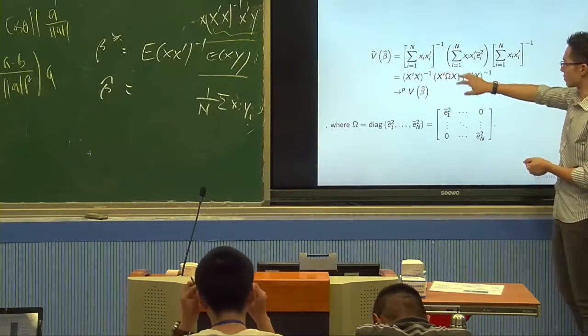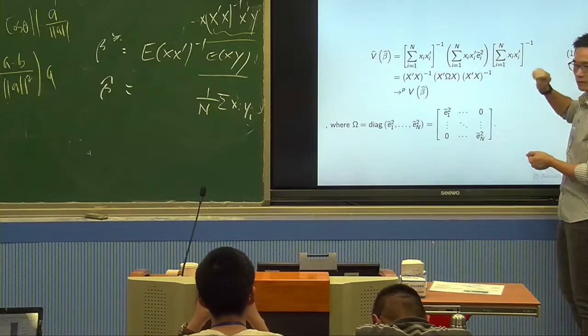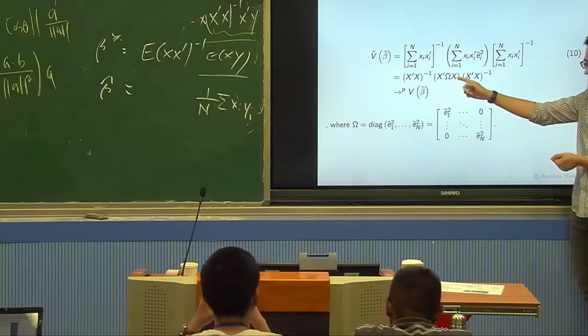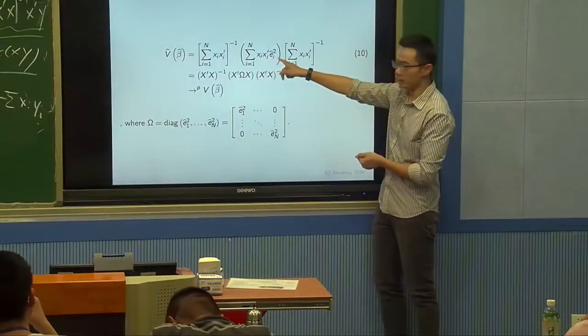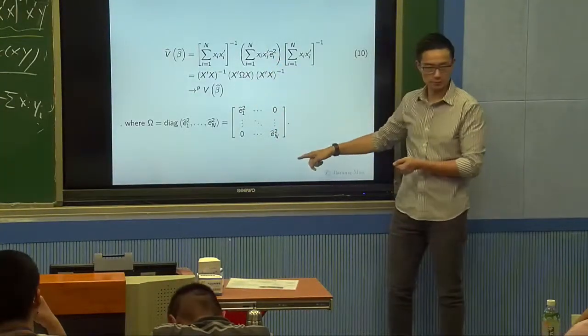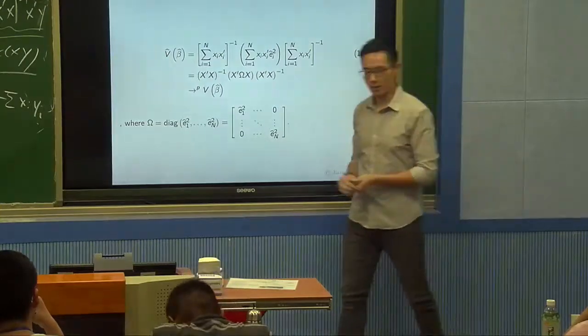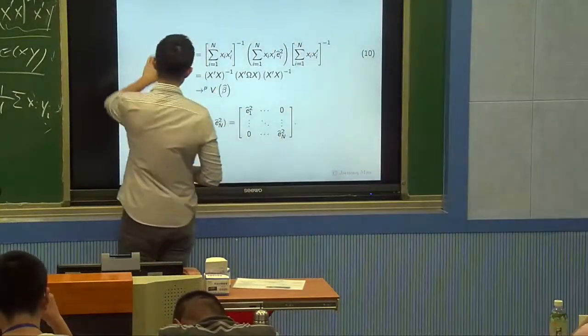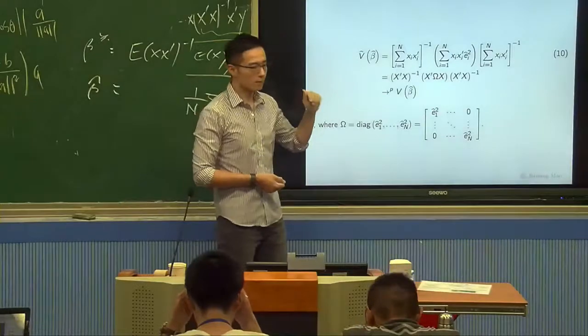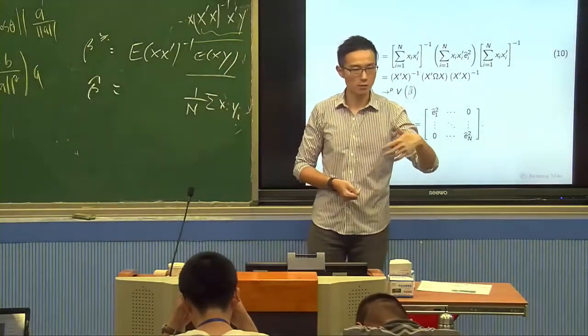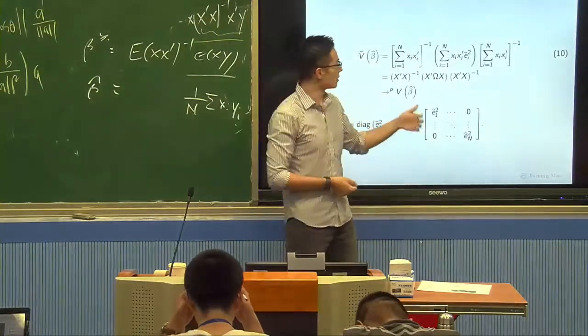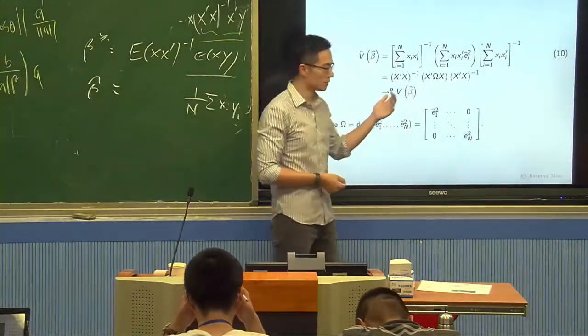So x prime x inverse x prime omega x, x prime x inverse, where this omega is a diagonal matrix with e_i squared on the diagonal. That's it. So that's the expression. So this V hat we can actually calculate. And based on this V hat, we can do statistical testing, we can do hypothesis testing for different beta. So we'll talk about that in a minute.